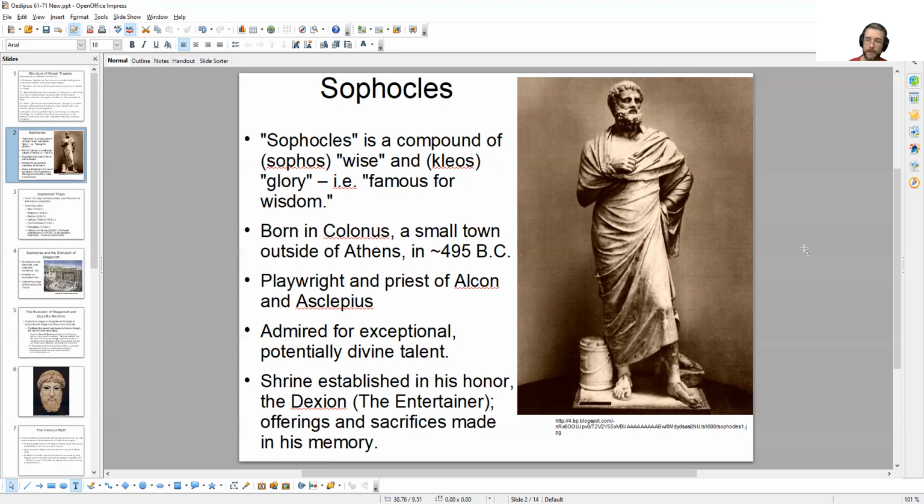Oedipus's story and the story of his family in Sophocles' works are divided up into three plays: Oedipus Rex being the first, Antigone, a story about Oedipus's daughter, and then Oedipus at Colonus, which caps off this entire trilogy of works.